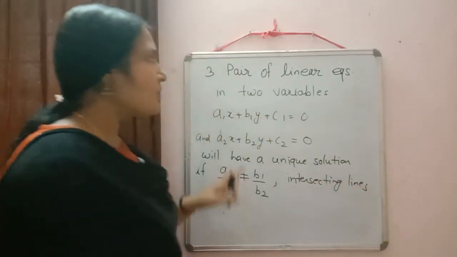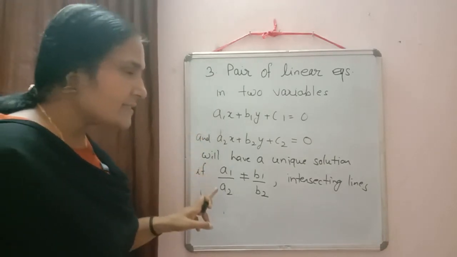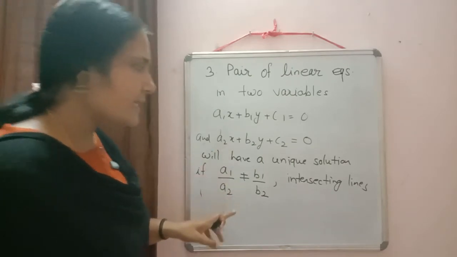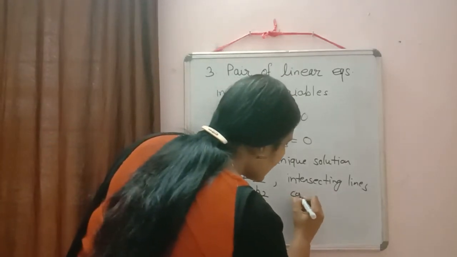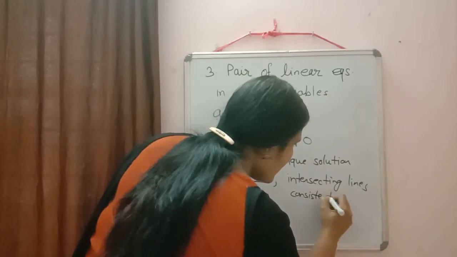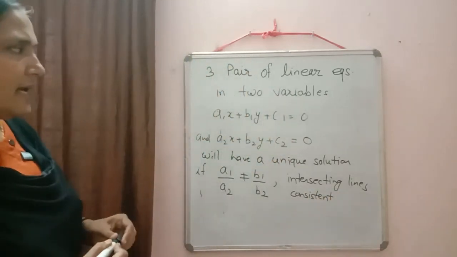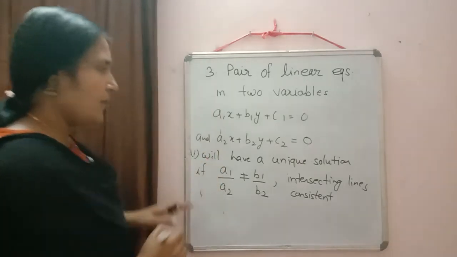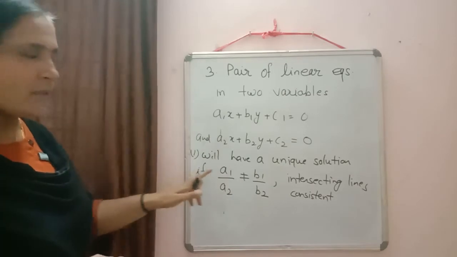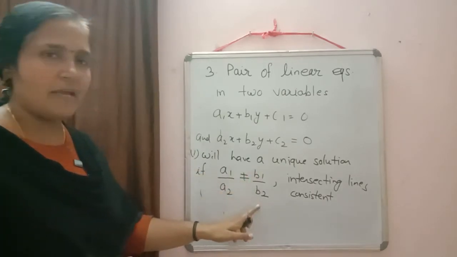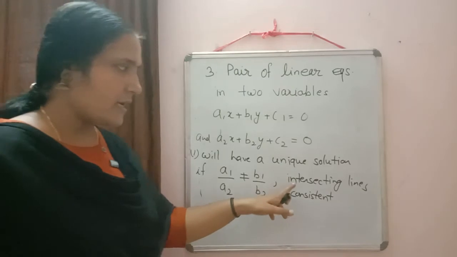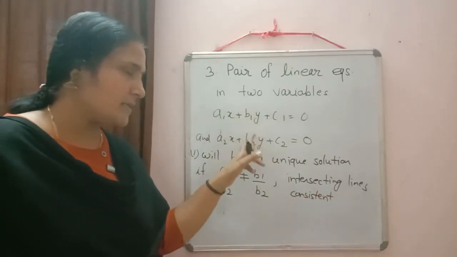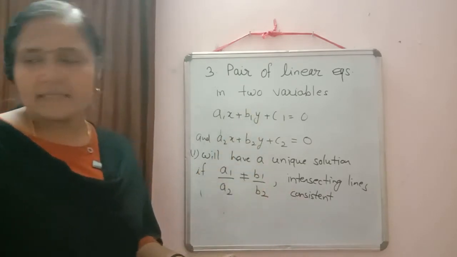Then what can you say about the consistency? Whether it is consistent or inconsistent. Solution exists. The lines are intersecting at a point, so we will say it is consistent. If a solution exists, then we say the pair of linear equations is consistent. So this is the first point. We will have a unique solution if a1 by a2 is not equal to b1 by b2. When we draw the graph, we get intersecting lines. Therefore, the equations are consistent.